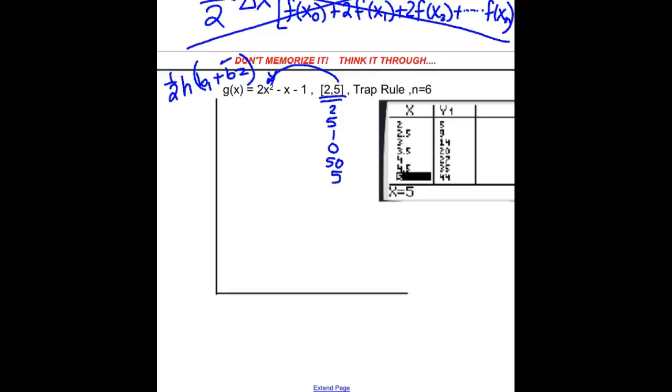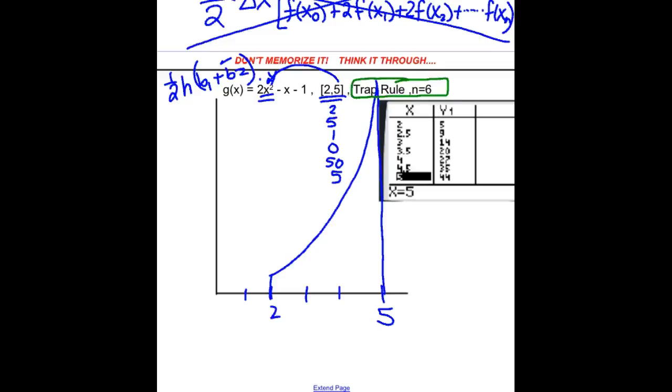You shouldn't be surprised that it's a parabola that opens up because it's a quadratic equation with a positive 2 in front of it. So let's go 1, 2, 3, 4, 5. And the parabola is going to open up. And let's just go like that. And I'm looking at this portion of it. And I want to find the area underneath it, approximating it by doing 6 trapezoids.